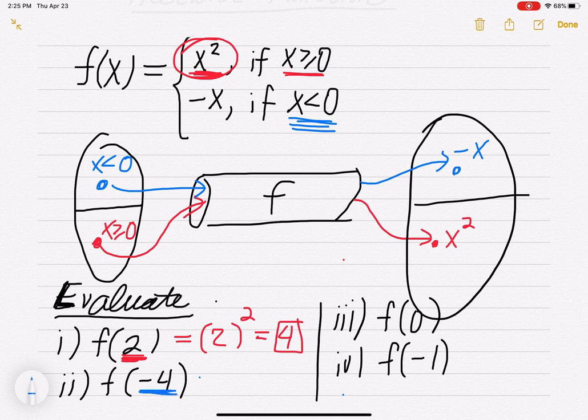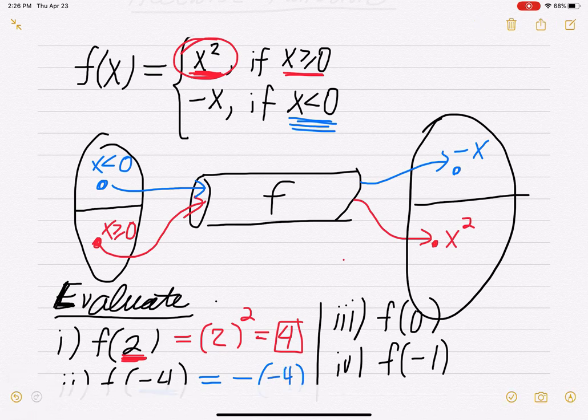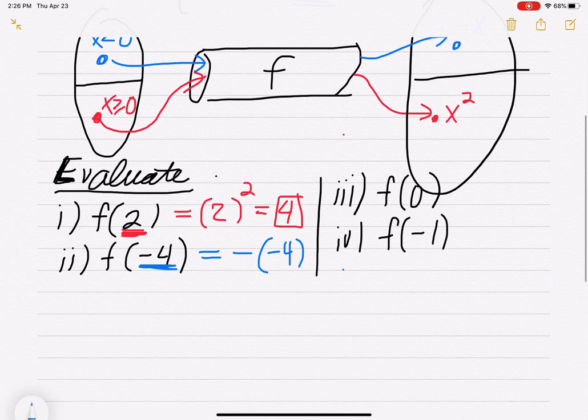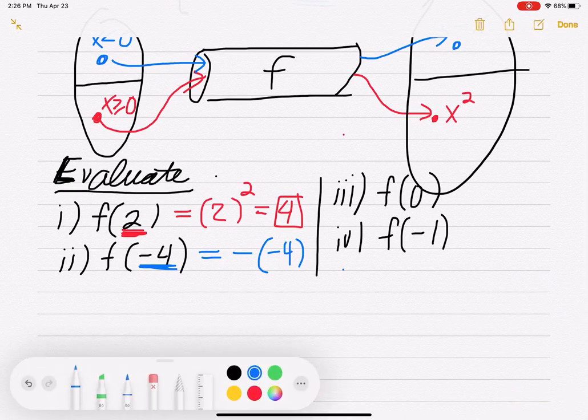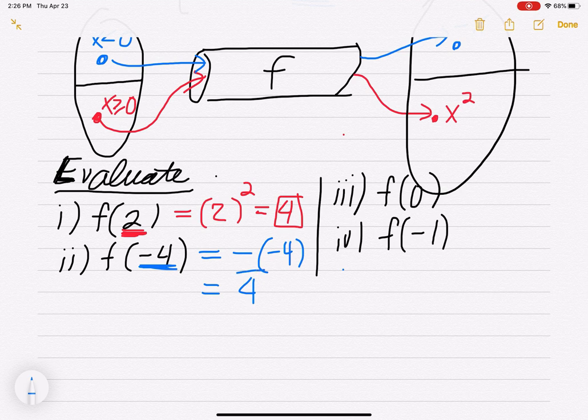So what we're going to do, we're going to plug it into a minus blank, a minus x. So in place of the x, we're going to put the minus 4. So basically what happens here is we get a double negative. Right, a double negative becomes a positive, so this is equal to 4. All right, so 4 is your answer there.